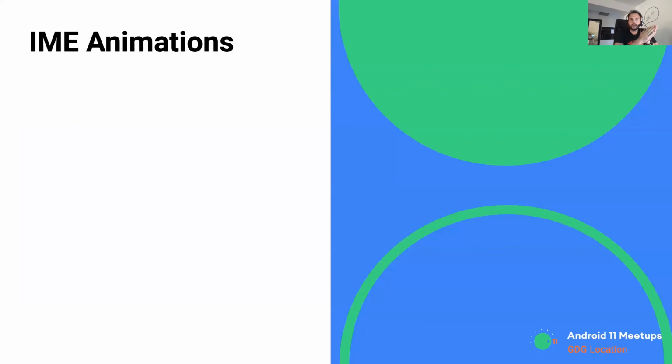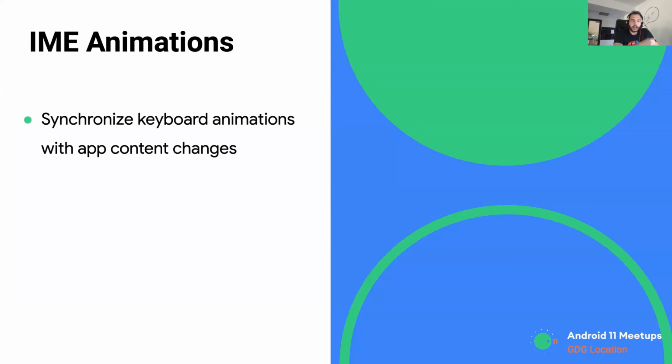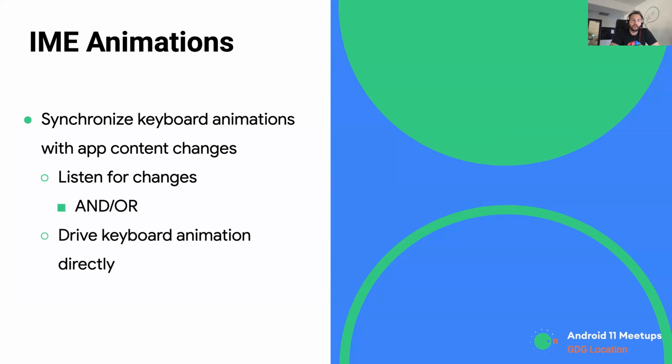Furthermore, one of the reasons to update to this window insets system is to enable animations. And now that we actually have information about the IME, we can do two things. We can synchronize the keyboard animations with what happens on the content size. Basically, we can listen for changes and adapt our UI to that, or we can even drive the keyboard animation directly from our code.